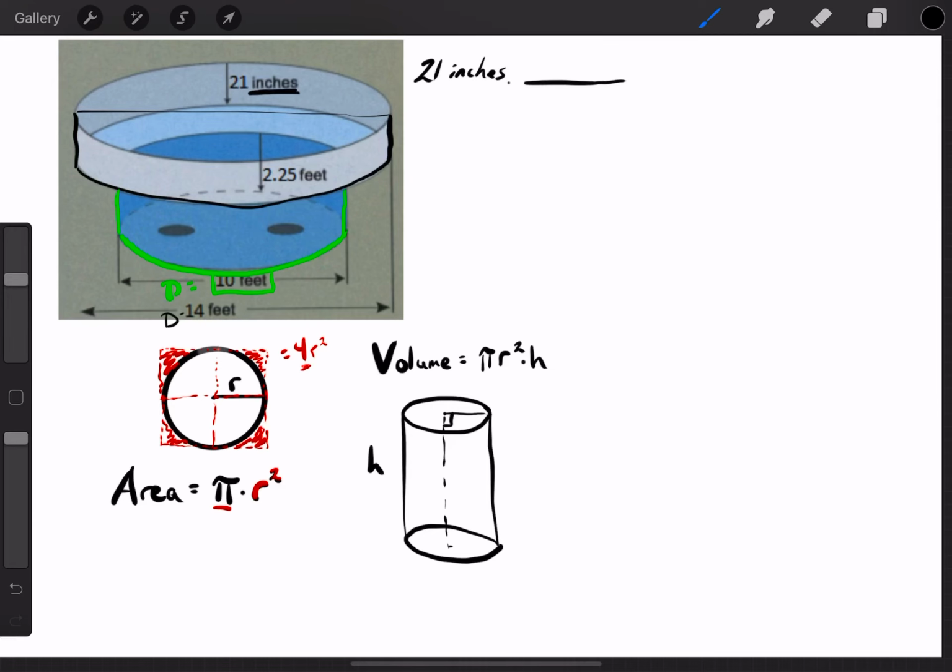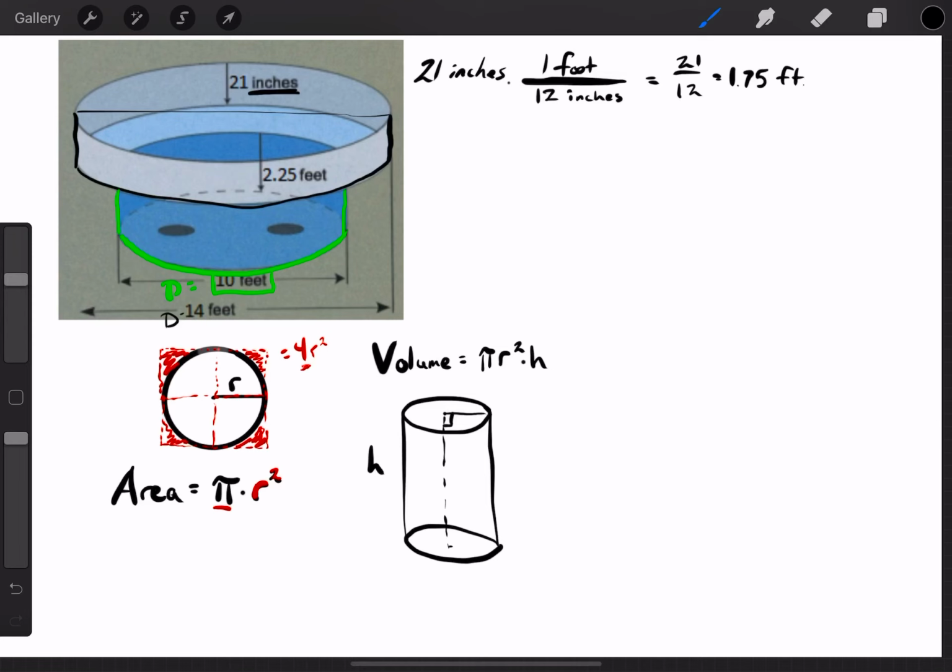There are 12 inches in a foot, so we can multiply by that rate of 12 inches in 1 foot. That's where the divide by 12 comes in. And so we get 21 over 12, which is 1.75 feet.